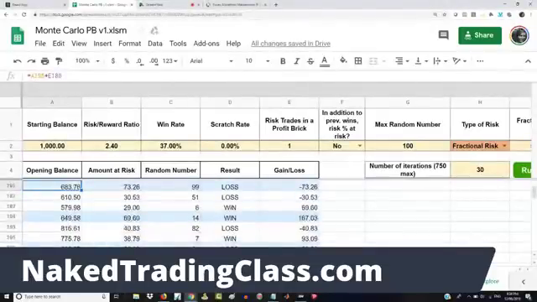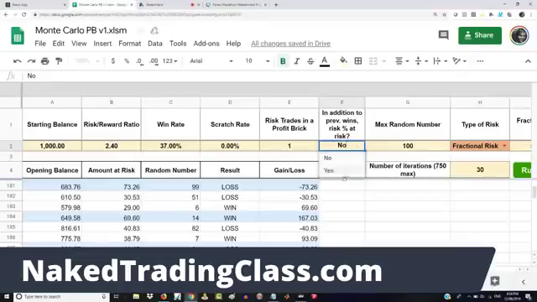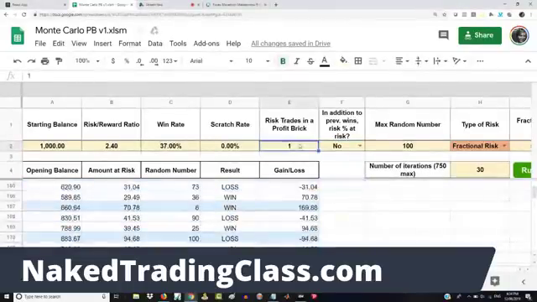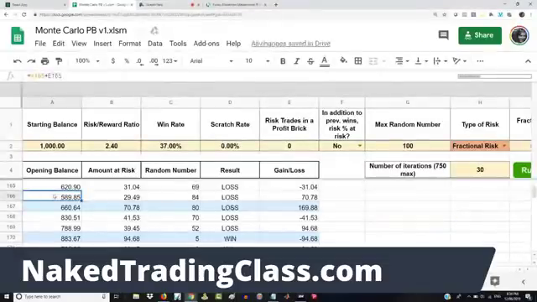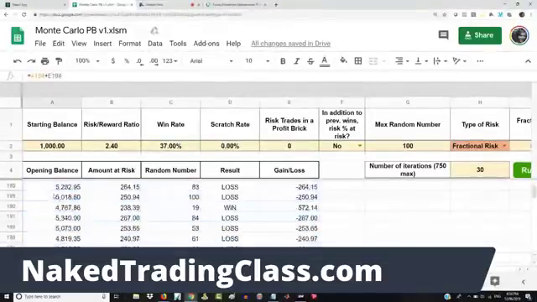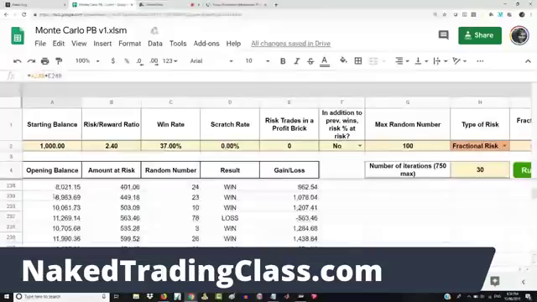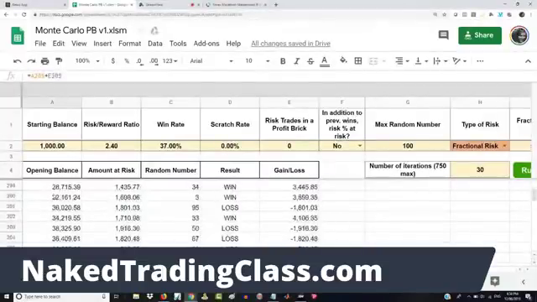Yeah, no good. What if I start to compound at the, oh, you know what? I should have done this. Sorry, I should have done that. Yeah, that's going to give us a totally different result here. So we'll go down to 300 trades here. Sorry, I had the wrong settings on here. That was a different algorithm altogether.